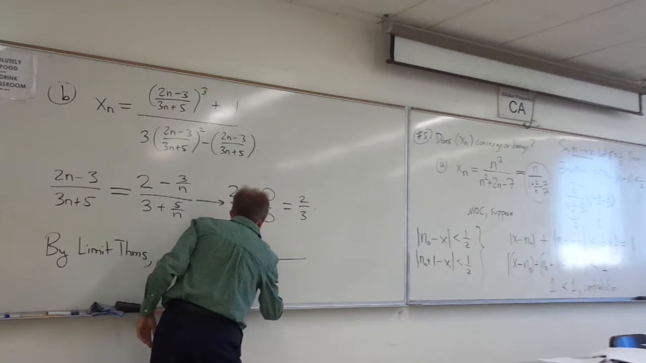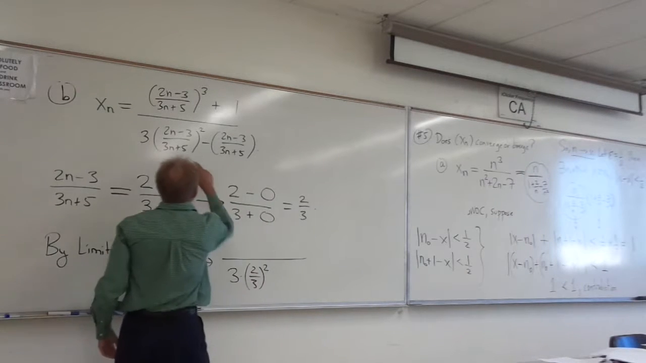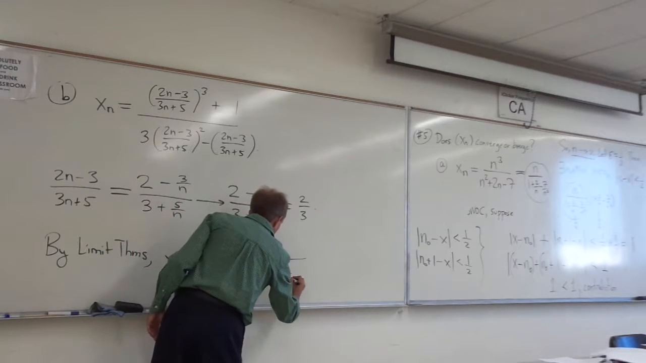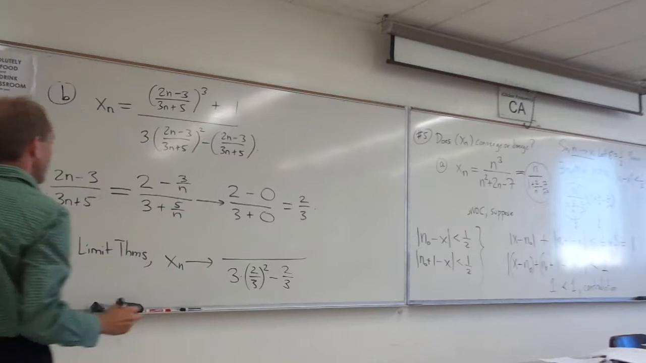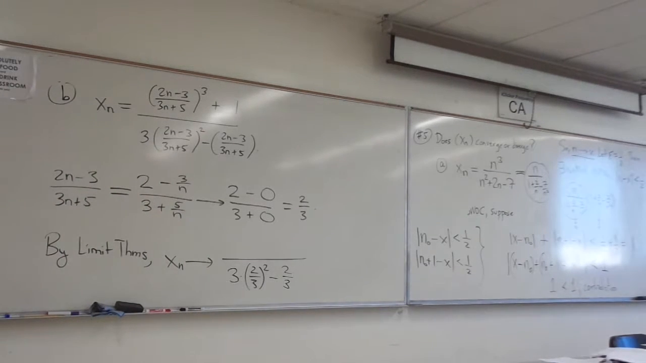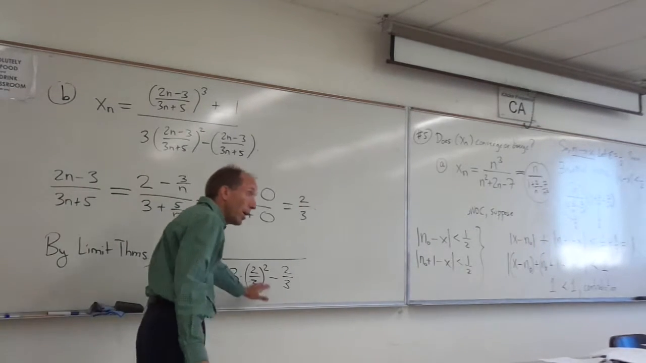Let's just check the denominator. 3 times 2/3 squared minus 2/3. That's not 0, is it? It's like 4/3 minus 2/3, which is 2/3. Okay, so we're safe on the bottom.